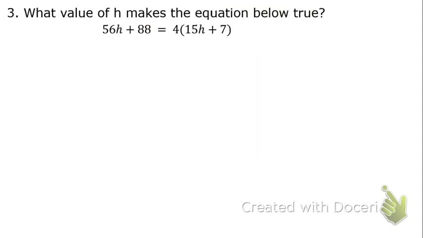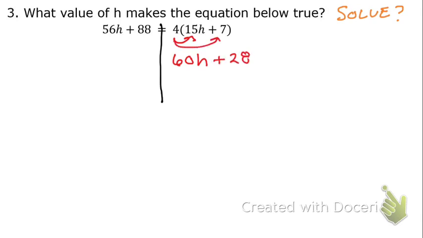Let's go to number 3. What value of h makes the equation below true? Again, this is another way to say to solve. They love asking you this question in different manners. So we'll look at the problem. That side is good to go. This side we need to distribute. So let's distribute. We'll distribute 4 times 15, which gives us 60h. 4 times 7, which is 28. And then we bring down the left side.